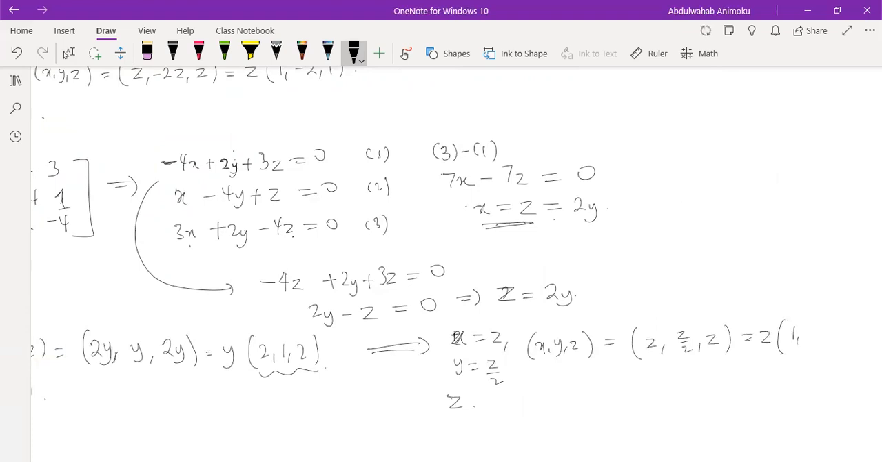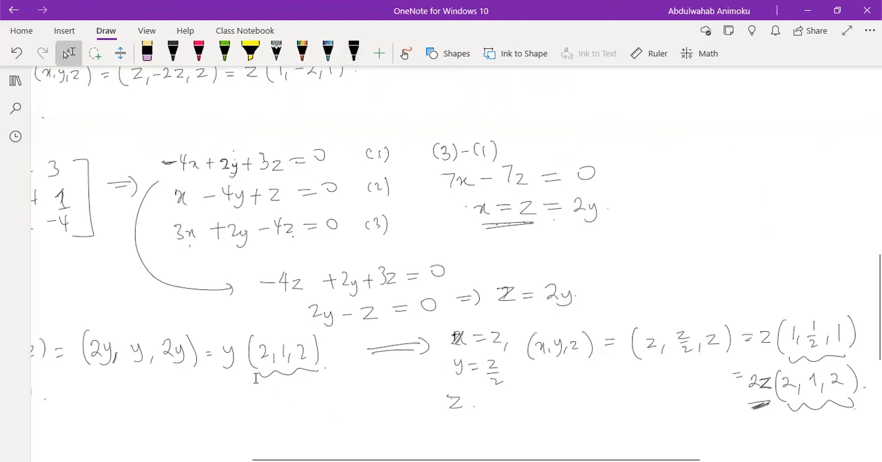So we can take z out, we have 1, 1 over 2, 1. And if you want to make this a whole number because we have a fraction, just multiply it through by 2, and that means 2z times 2, 1, 2, right? And 2z is just another variable, so it should still be spanned by this vector 2, 1, 2. All right. So which gives us the same solution as if you use y as your free variable.